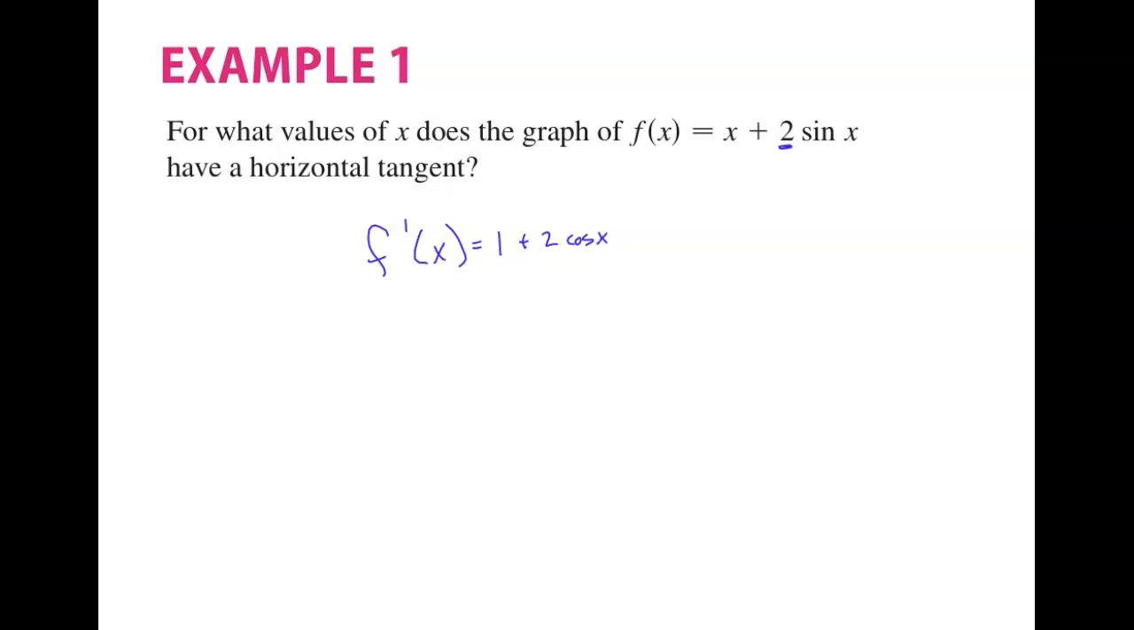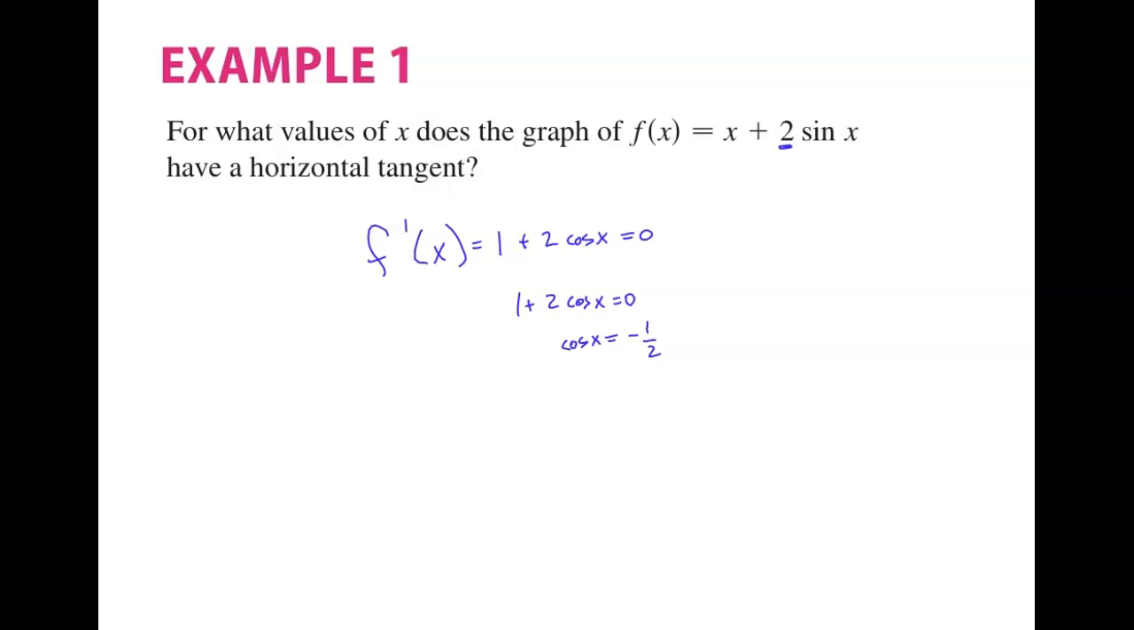Now what's the value of a horizontal tangent? They want us to find values of x for which the tangent is horizontal. Yeah, horizontal tangent is slope 0. So I want to set my derivative to 0. I'm going to set this to 0 and solve. So I have 1 plus 2 cosine x equals 0. Isolate cosine, so subtract 1, divide by 2. Cosine x equals negative 1/2.